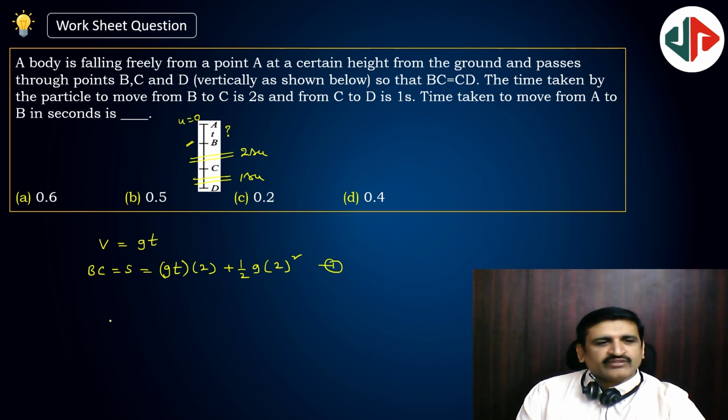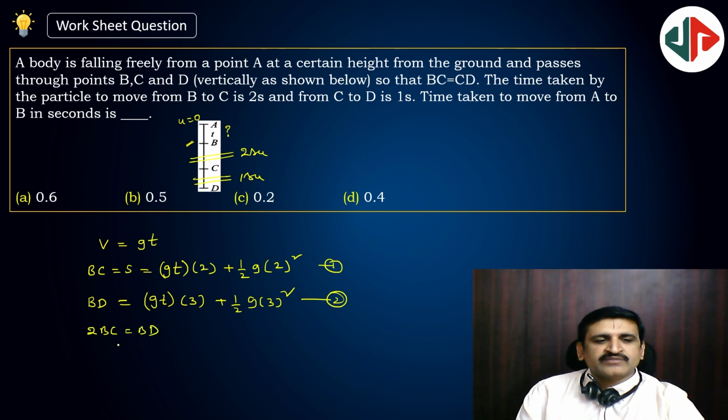Next, BC after CD. CD we can't have, so we can write like this. B to D, I would like to write BD. BD is equal to ut, initial velocity gt, into how much time? BD time is 3, plus half g into 3 square. So this is equation 2. Now we know that 2 times BC is equal to BD. So 2 times BC, anyway, BC can be simplified.